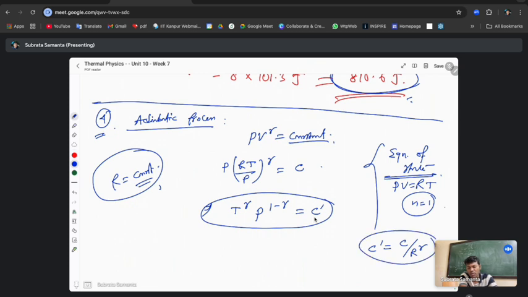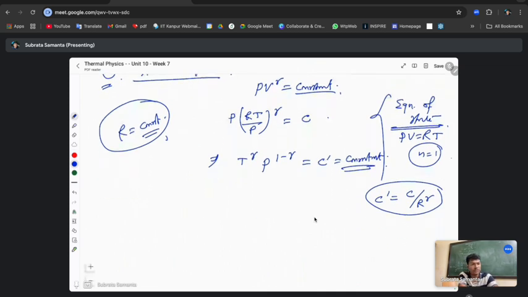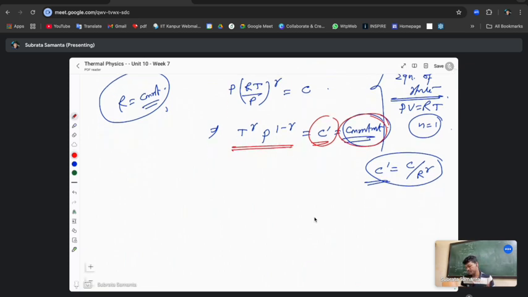So since R is a constant, R to the power gamma is also a constant, and C over R to the power gamma is also a constant. So C prime is a new constant. So T to the power gamma P to the power 1 minus gamma equals a constant.